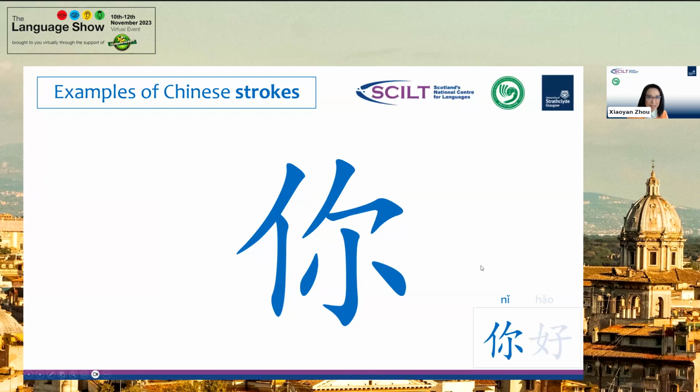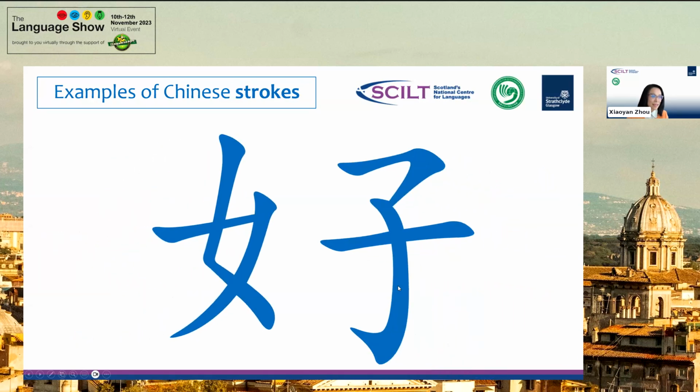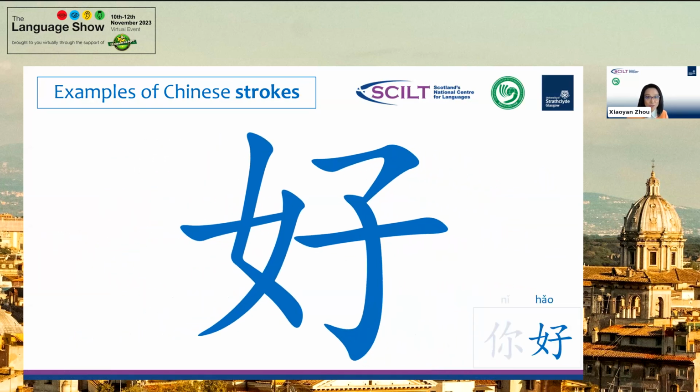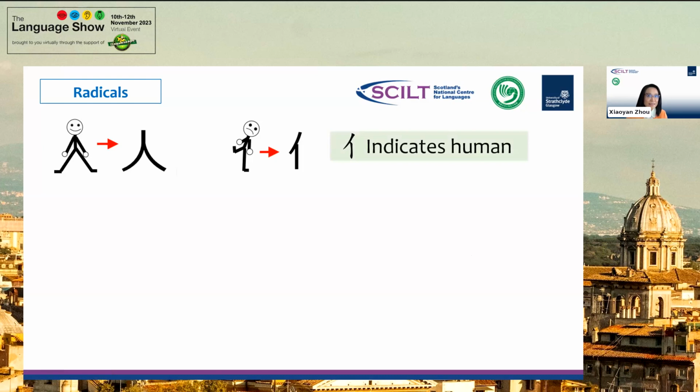你好,你. Let's look at another one. I combined a few strokes together already, and then let them meet. It makes 好,你好. The parts of the character, we call radicals. As mentioned about the radical, let's look at this V man. It is a person, and when the V man stands on one foot, it becomes a radical, which indicates human.